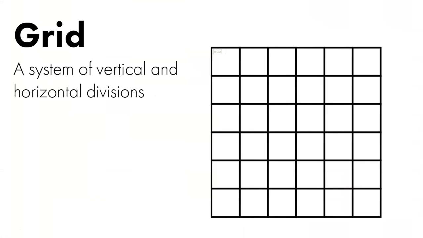Next, we have the grid typographic system. This is a system of vertical and horizontal divisions. It was made famous and popularized by different graphic designers in the 20th century, known as the Swiss typographic system.